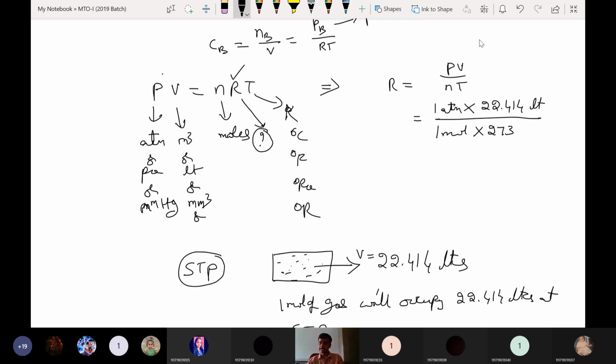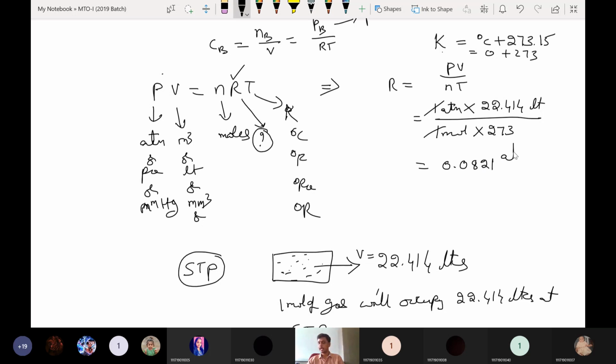Degree centigrade plus 273 is equal to Kelvin, or more accurately 273.15. Degrees will not be there for Kelvin, so this is Kelvin. So 0 plus 273, and I have written 273 here. If you calculate this, 1 and 1 will cancel. 22.414 divided by 273, you will get nearly 0.08206, so we can write 0.0821.